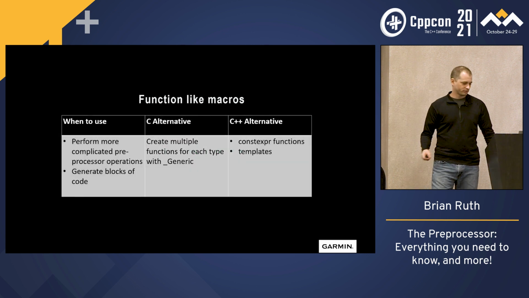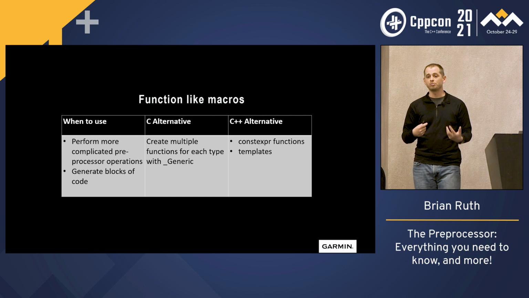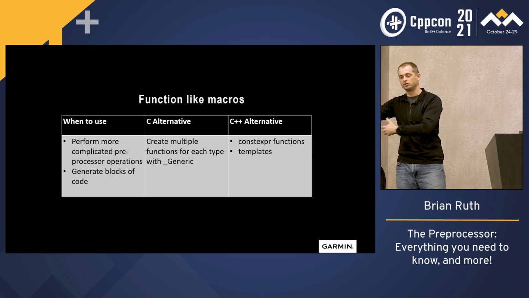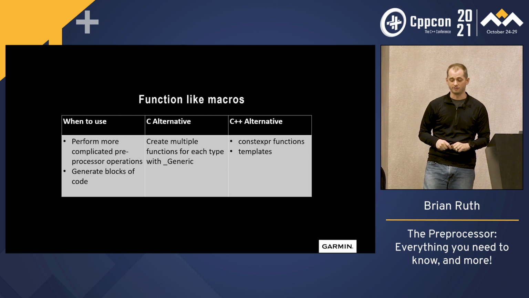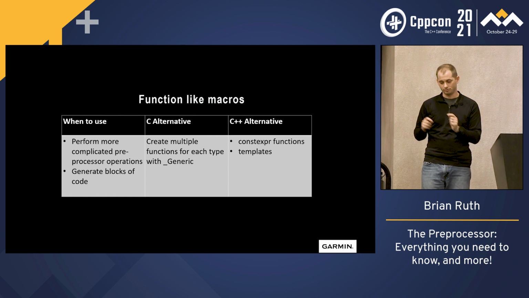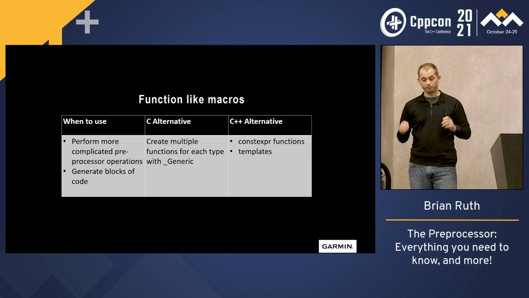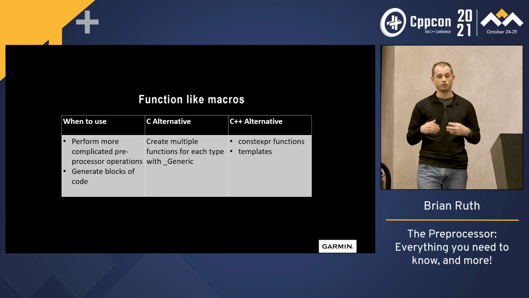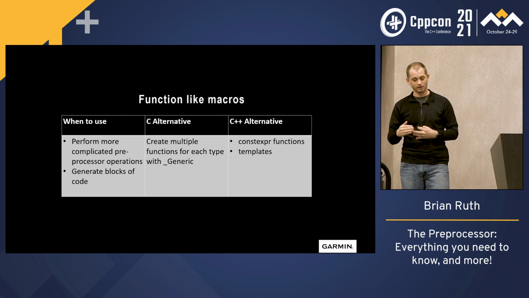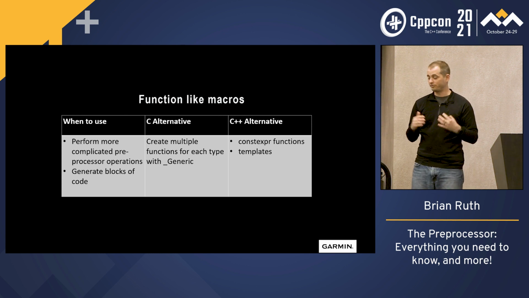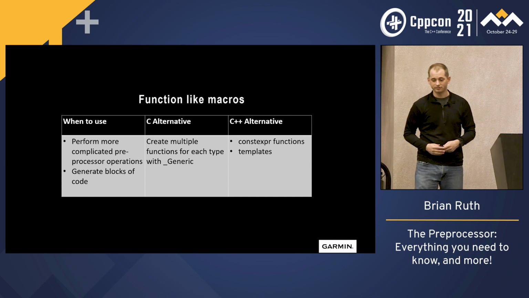So function-like macros allow you to perform more complicated preprocessor operations, which we'll see in a little bit. It allows you to have multiple layers that you can build on to generate one of these constant expressions. They can also be very useful for generating blocks of code, which we'll also see in a little bit. For C, one cool thing that they've added is the ability to create kind of like a giant switch statement using _Generic. And for C++ alternatives, we've got constexpr functions, we've got templates, things like that.